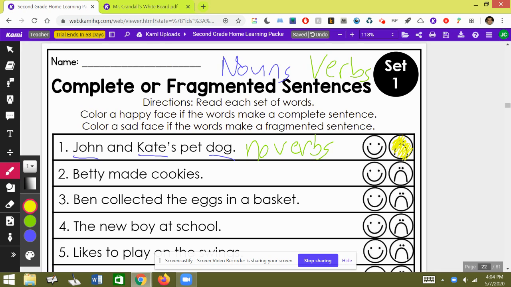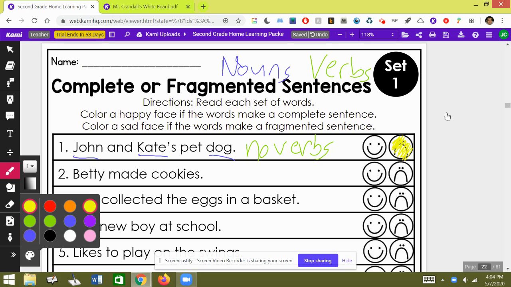It needs a verb. You could say John and Kate's pet dog ate a cookie. Actually, dogs shouldn't eat cookies unless they're special cookies. John and Kate's pet dog ran around the block. Ran would be a good verb, but there's no verb there, so we're going to move to the next one.